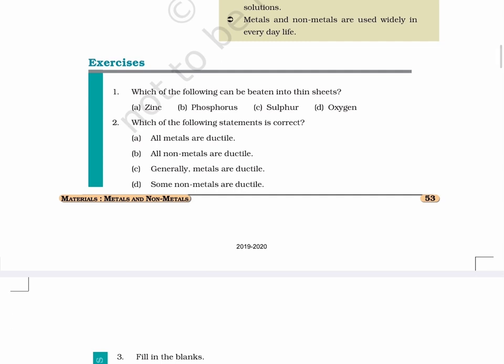Exercises. 1. Which of the following can be beaten into thin sheets? A. Zinc. B. Phosphorus. C. Sulfur. D. Oxygen. 2. Which of the following statements is correct? A. All metals are ductile. B. All non-metals are ductile. C. Generally, metals are ductile. D. Some non-metals are ductile.